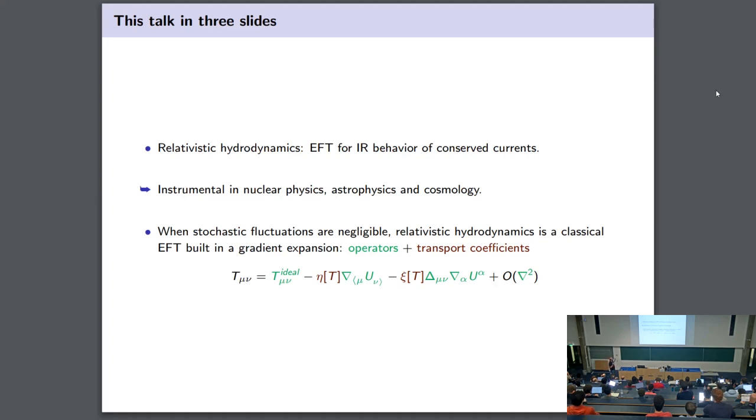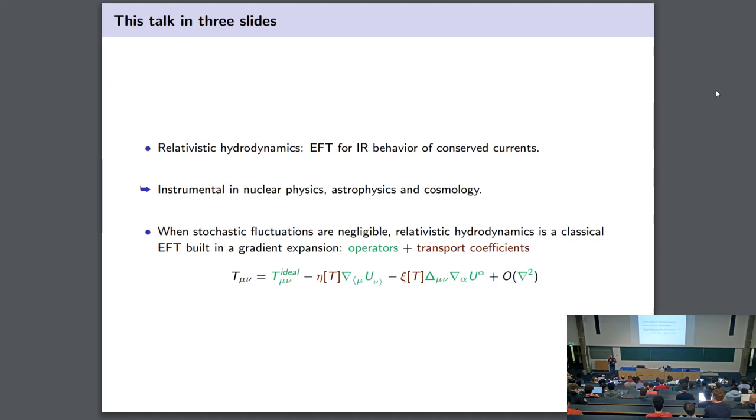So I just want you to remember that when the number of local degrees of freedom of the underlying quantum field theory in consideration is sufficiently large, relativistic and stochastic fluctuations are negligible. Relativistic hydrodynamics is a classical effective field theory formulated in a gradient expansion. And this gradient expansion is going to contain infinitely many terms, graded according to the number of space-time derivatives they involve.